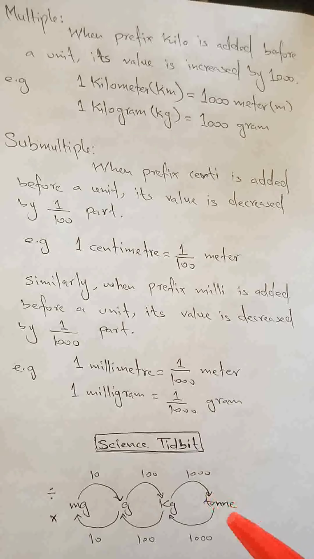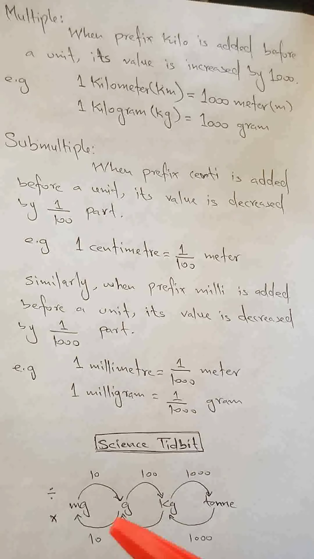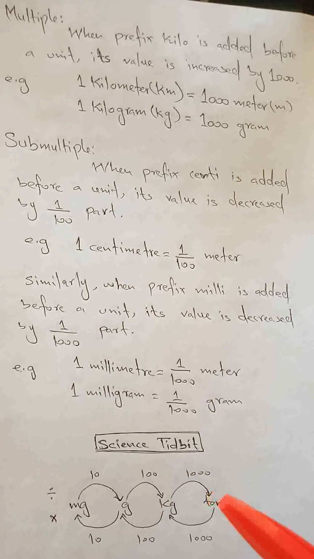Conversely, if we convert ton into kilogram, then we have to multiply it by 1000. Similarly, if we convert kilogram into gram, then we have to multiply it by 100. Similarly, if we convert a gram into milligram, then we have to multiply it by 10. So this is all about the prefixes and their uses.